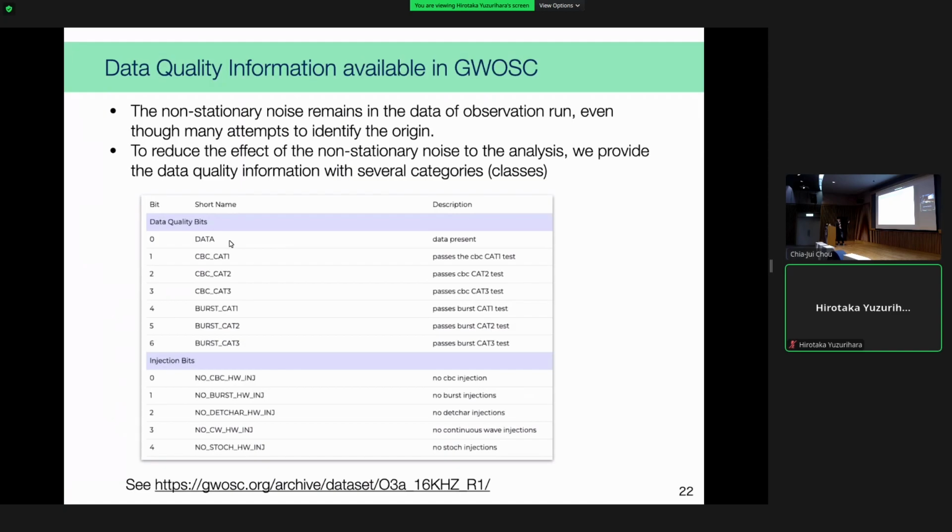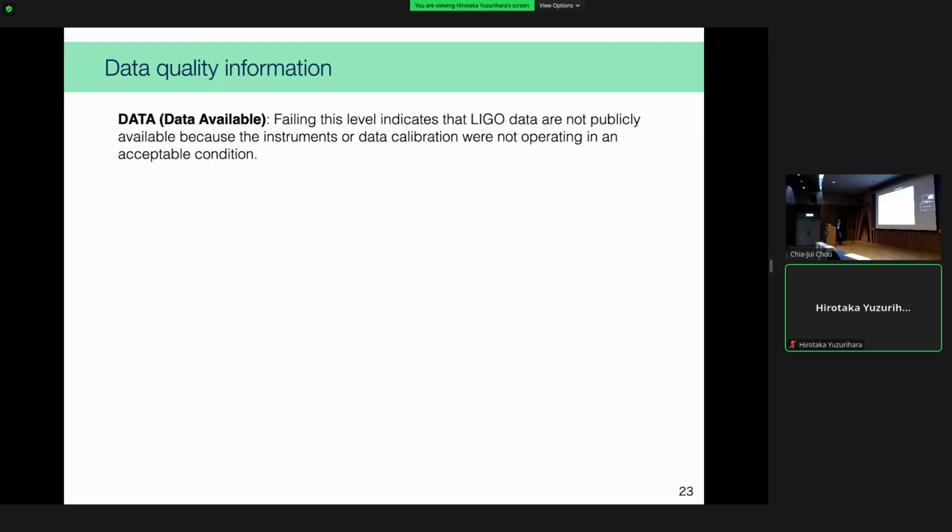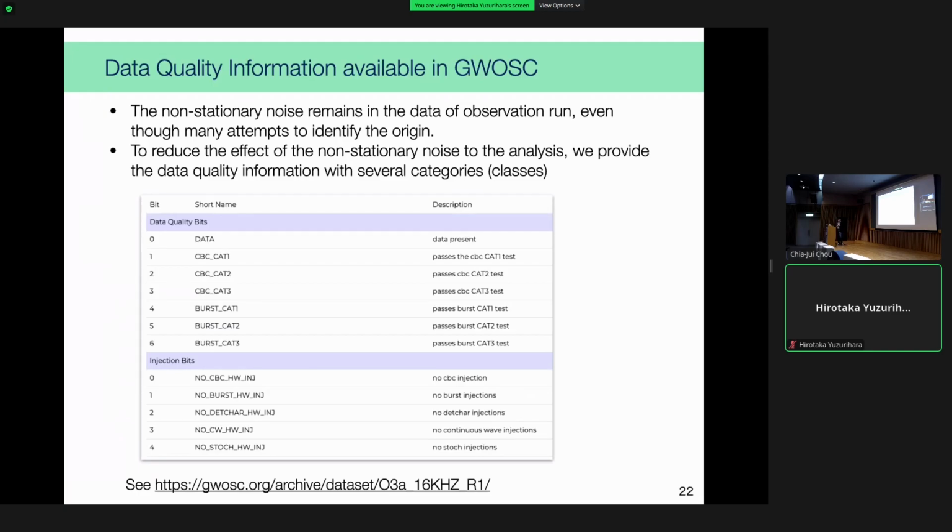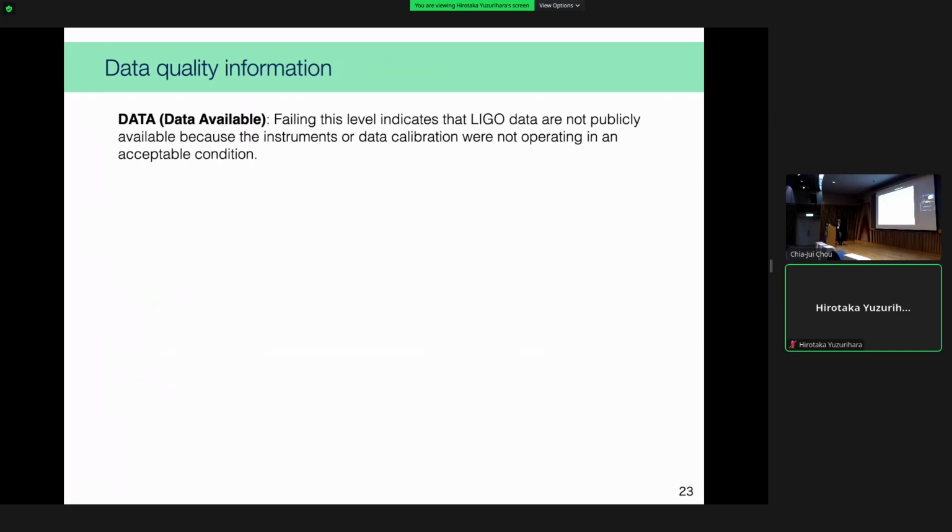And when hardware injection is ongoing, such information is also provided in this data quality information. Then I will explain the categories one by one. The first category is called DATA. Failing this level indicates that LIGO data are not publicly available because the instruments or the data calibration were not operating in an acceptable condition, such as the interferometer not being in science mode.